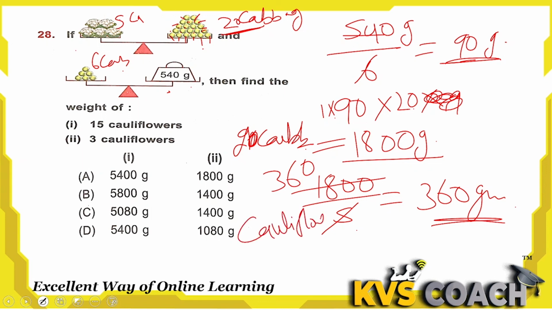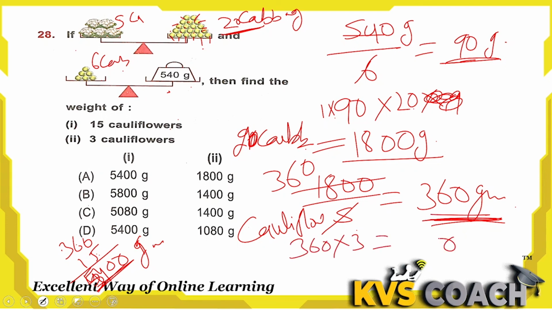Okay, so they are asking 15 cauliflower weight. One is 360. So 360 into 15, that is 5400 gram for the 15 cauliflower. Or for 3 cauliflower, 360 into 3, that is 0, 3 6s are 18, carrying 1, 3 3s are 9 and 1 is 10, so 1080. So 5400 and 1080, D is the right answer here.